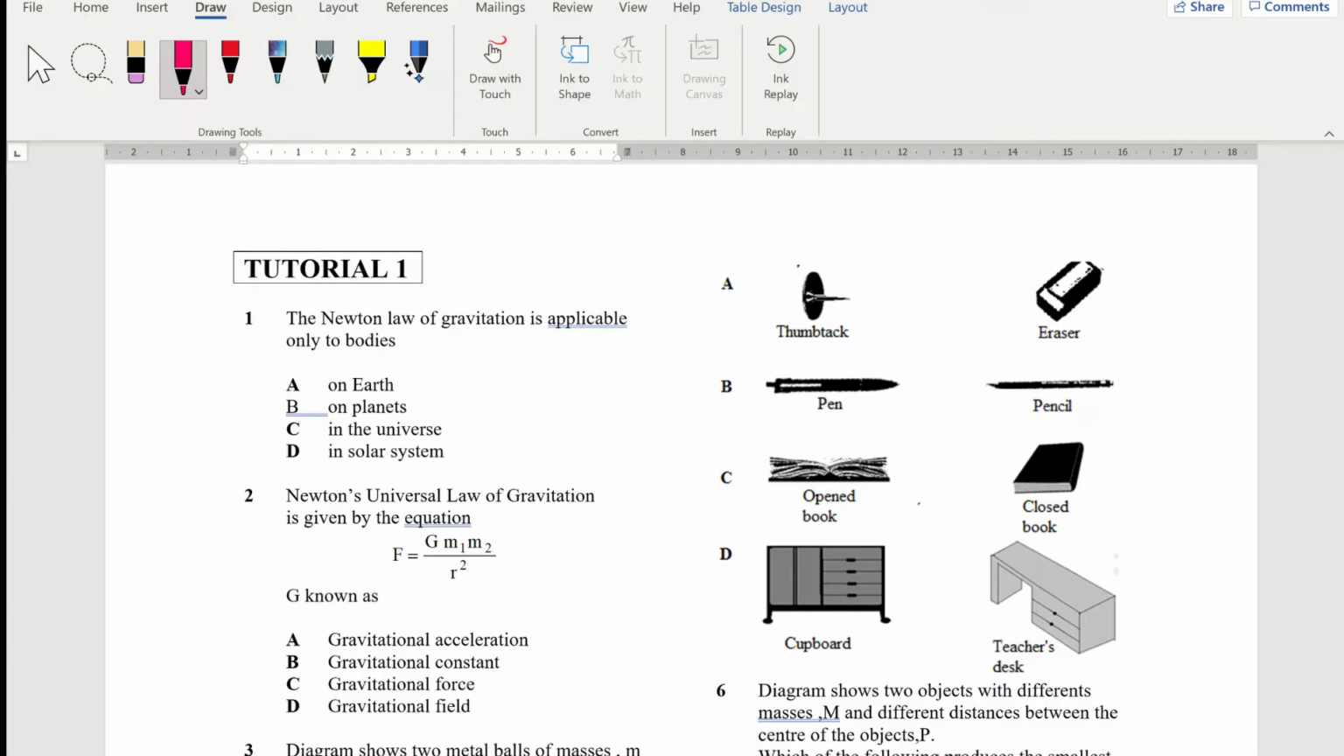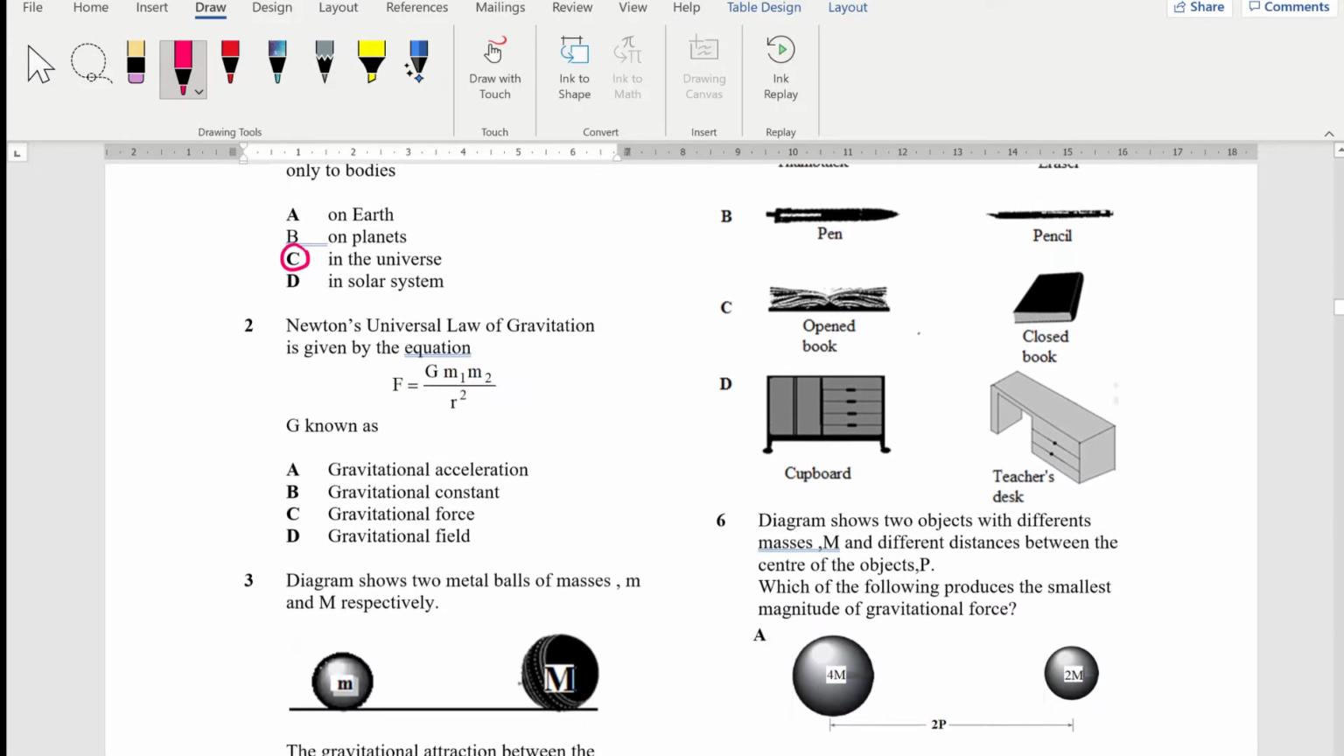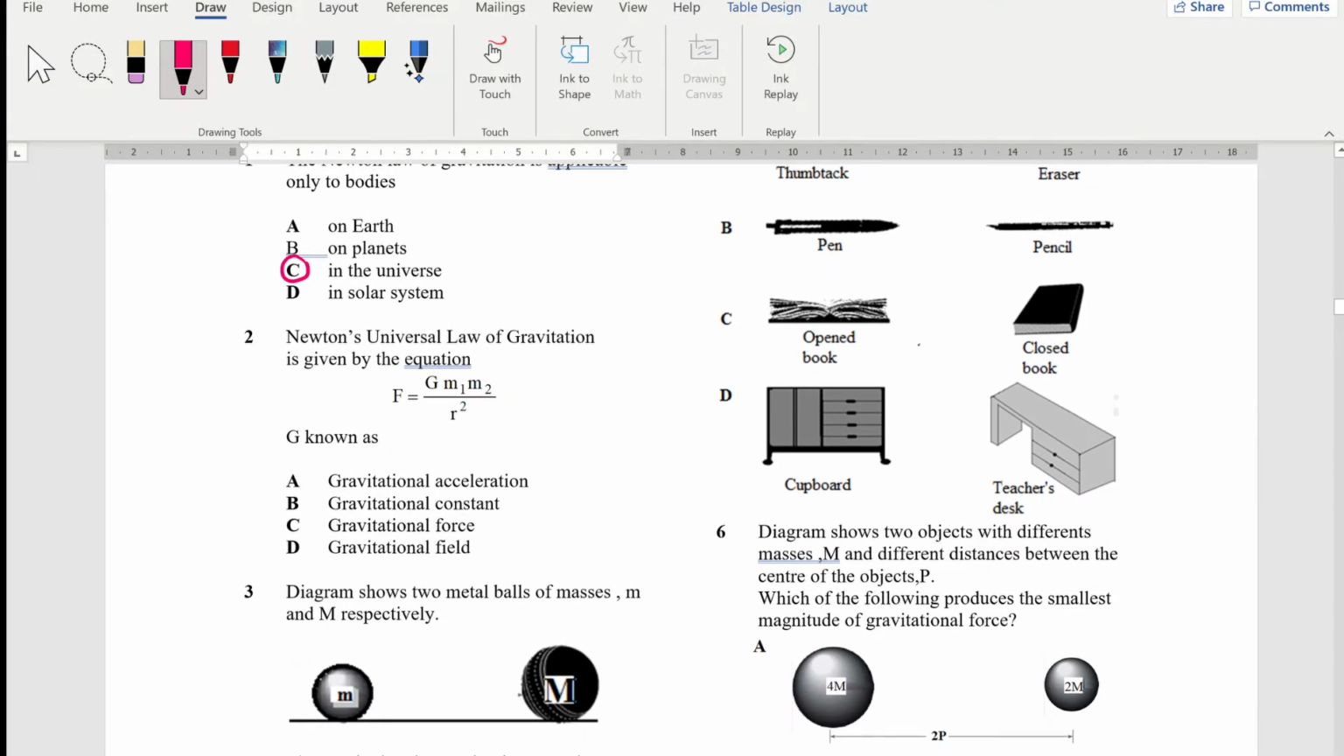Okay, so let's start. Number 1, the Newton law of gravitation is applicable only to bodies. Okay, I dah ajar you, in the universe. Okay, in the universe means semua yang ada kat universe, kita boleh guna Newton's law of gravitation untuk cari dia punya gravitational force.